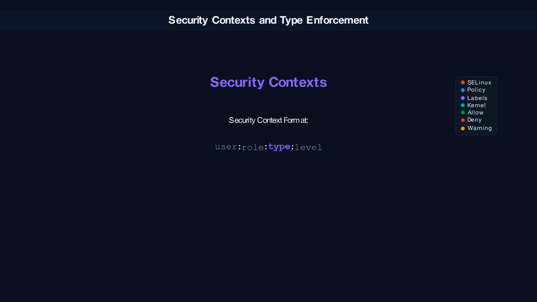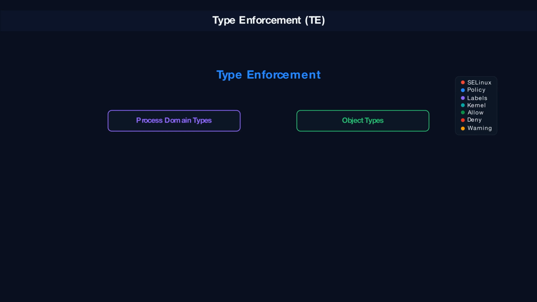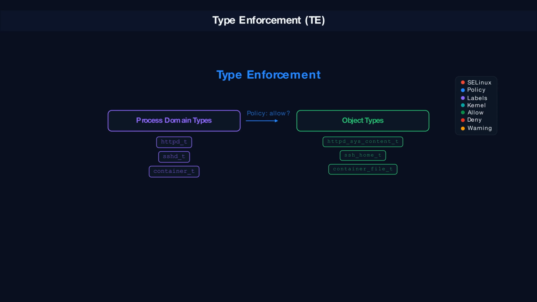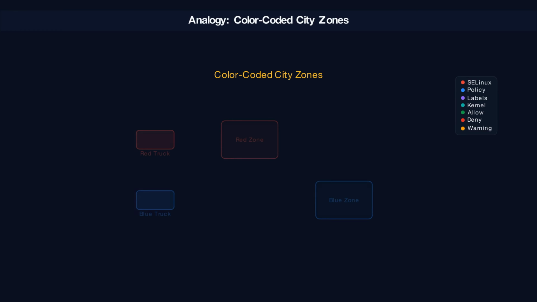For example, a web server process might carry the label system_u, system_r, httpd_t, s0. In daily operations, the type field is what matters most. This is because SELinux's primary policy model is type enforcement. Processes have domain types like httpd_t or sshd_t. Files and directories have object types like httpd_sys_content_t. Policy rules define which domain types can perform which actions on which object types.